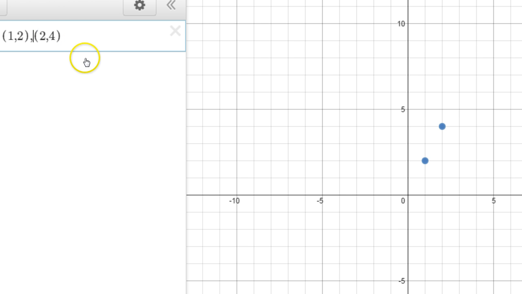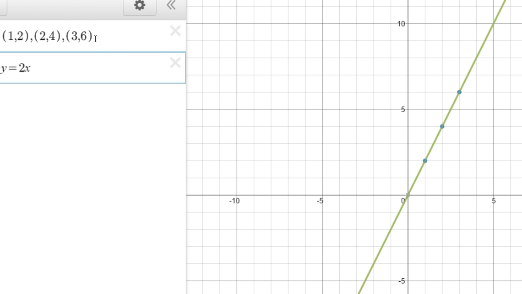Need to put a comma between them. Then 3, 6. Need our comma as well. Now as you can see, this is a discrete graph. It's just working like that. Now if we wanted to graph a continuous graph, it would be y equals 2x. And as you can see, it actually goes through the line, and you can see the continuation.